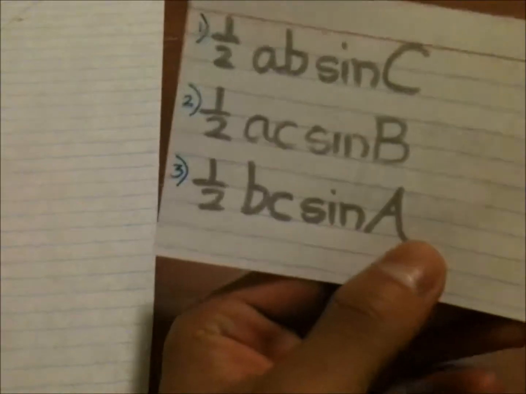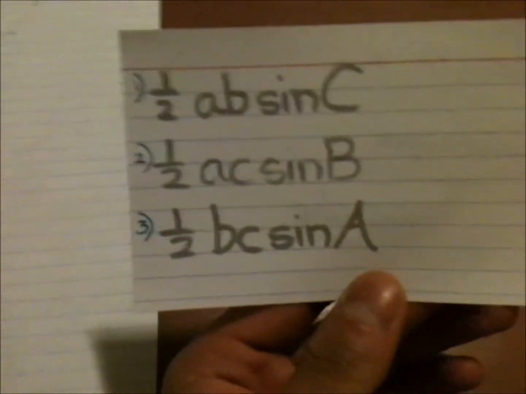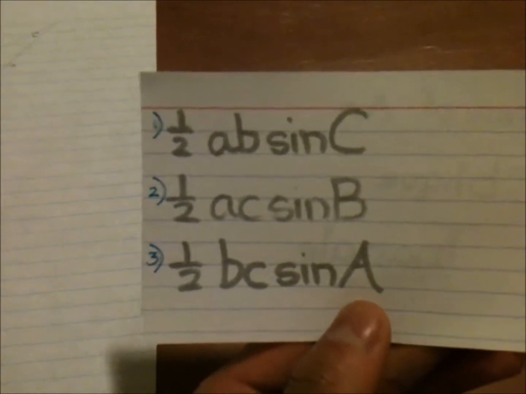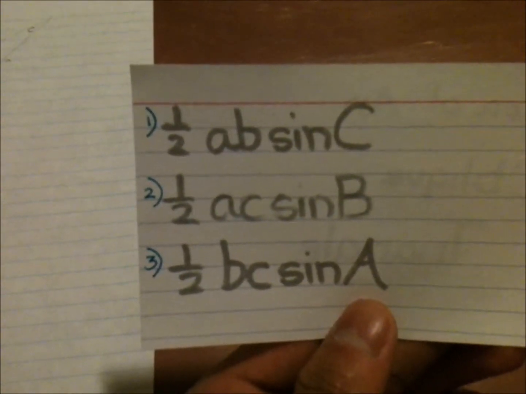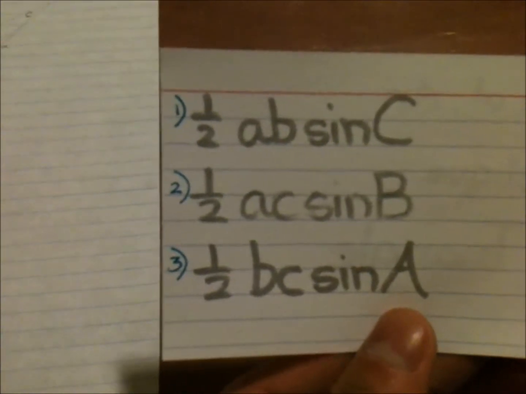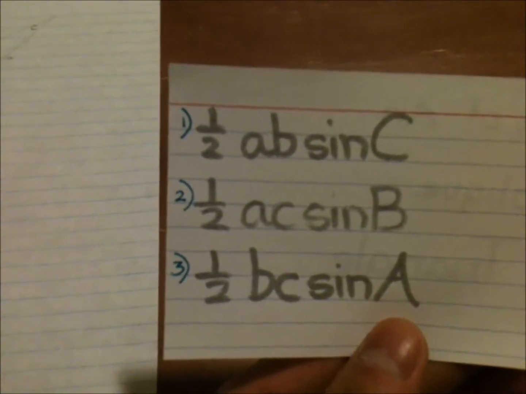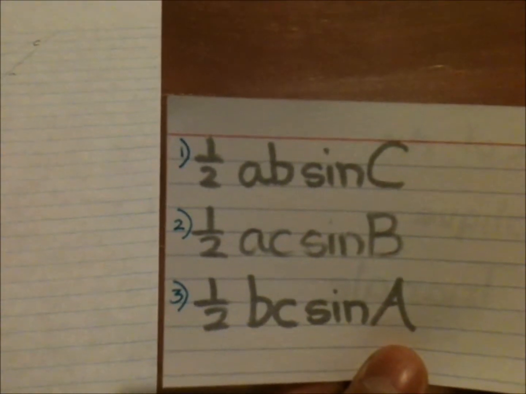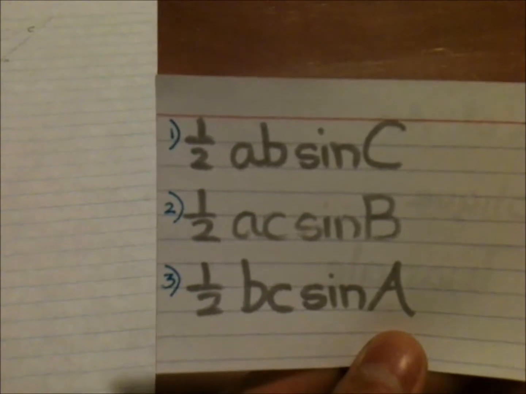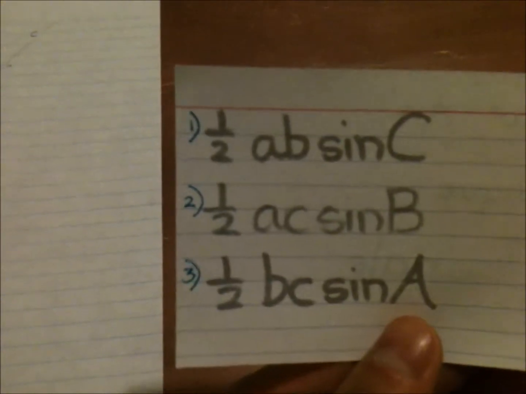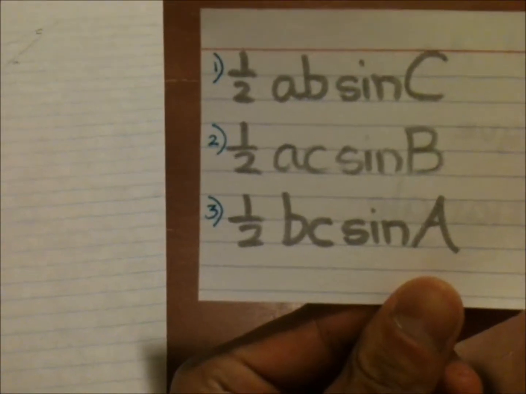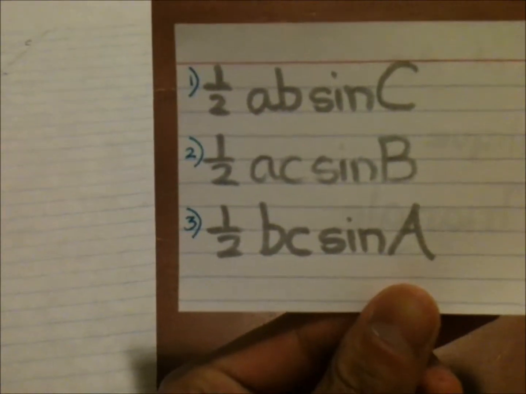There's three forms to this formula, and it depends on what information you're given, depending on which one you're using with the information you're given. So the first one is 1/2 times a and b and sine C. The second is 1/2 times side a times side b times sine B. And the third one is 1/2 times b times c times sine A.